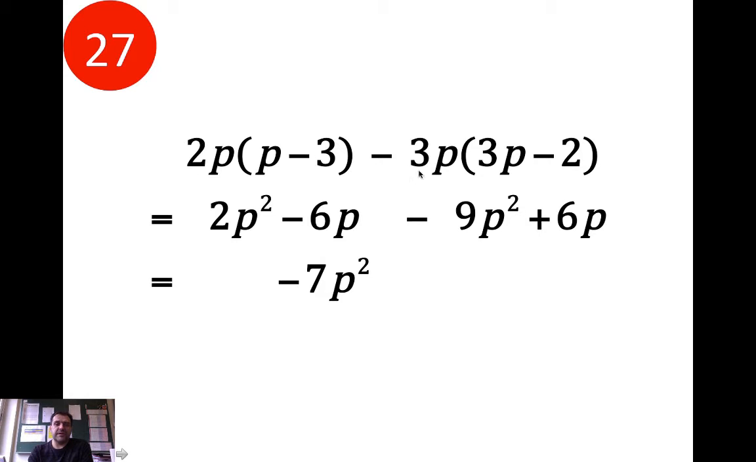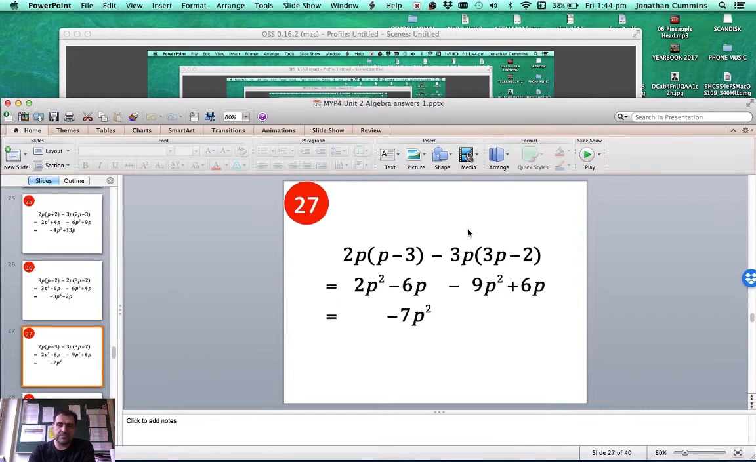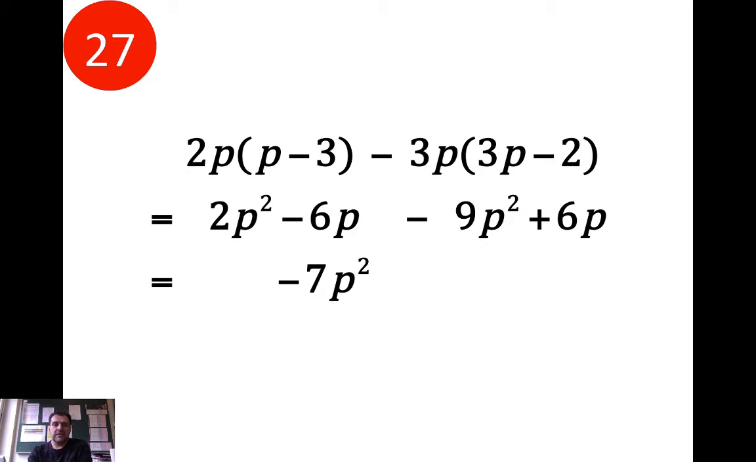Minus 3p times 3p gives you minus 9p squared, and minus 3p times minus 2 gives you plus 6p, because minus times minus makes plus. So altogether you've got 2p squared minus 6p minus 9p squared plus 6p.